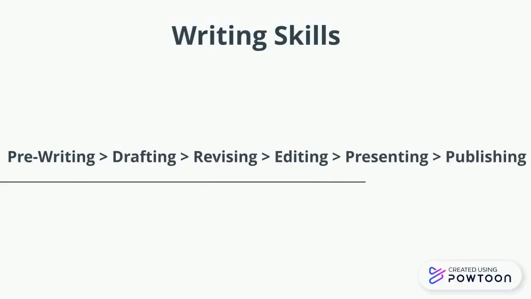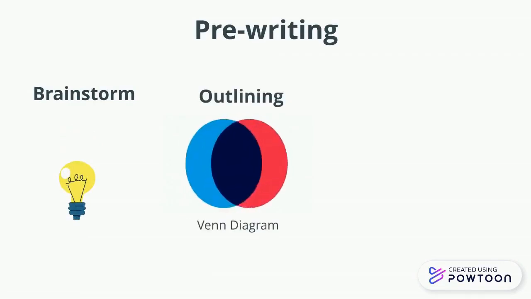The writing process is divided into 6 stages: pre-writing, drafting, revising, editing, presenting, and publishing. Let's focus on the most crucial stage, pre-writing. In the pre-writing stage, students engage in brainstorming activities to generate ideas for their writing. They then create an outline to organize their ideas and decide on the structure of their composition.